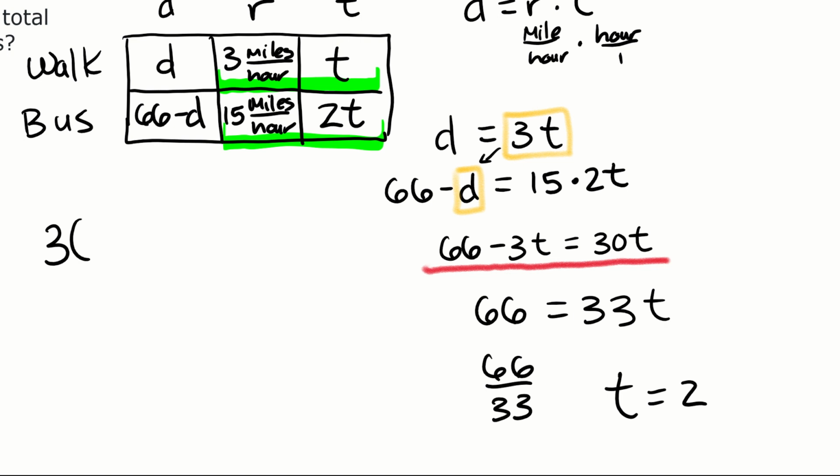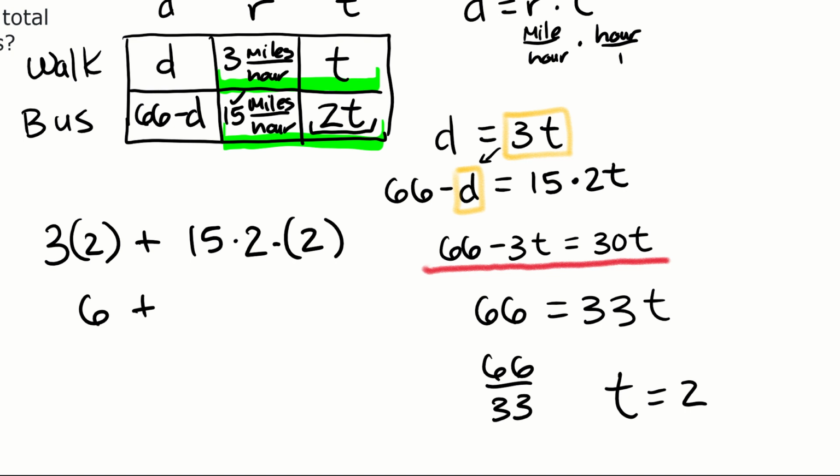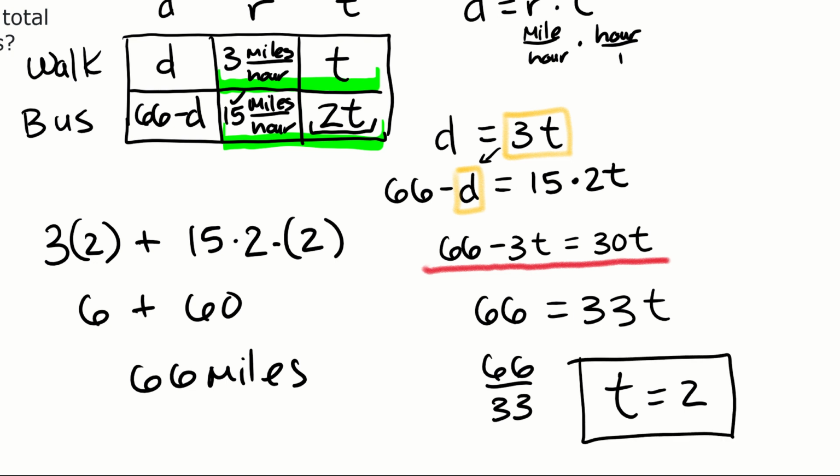Same check as before. If I take 3 times the 2, and I add to that the distance on the bus, which would be 15 times 2 times another 2, so 15 miles per hour times 2t, I should get a total distance of 66. So this is 6 plus 30, and yes, I do get 66 miles traveled here. So he was on the bus for 2 hours.